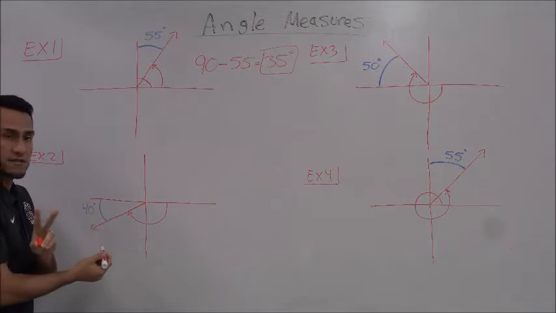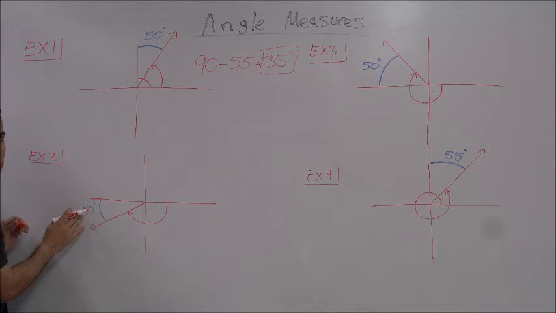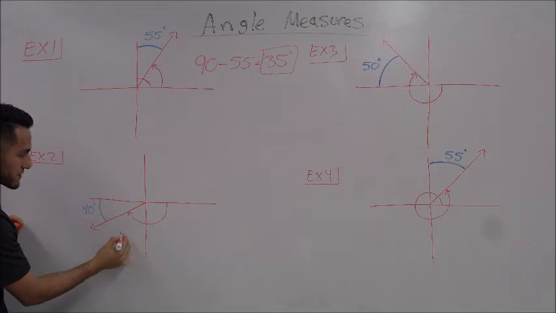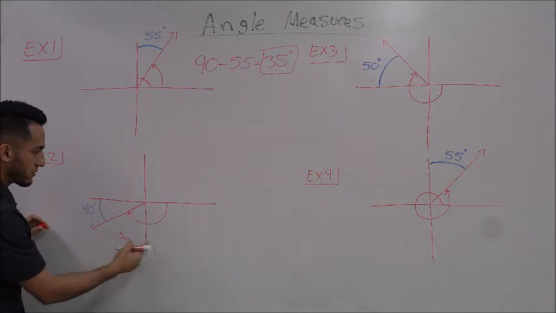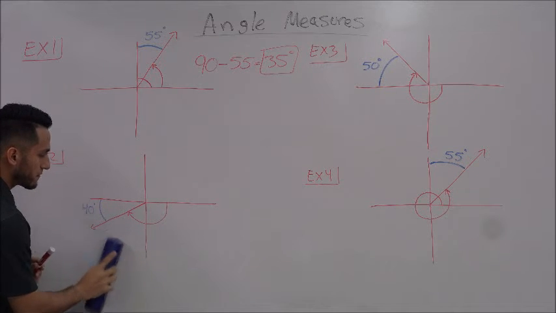So there's 2 ways you can work this out. If this is 40 and we know that this is also 90 degrees, well, 90 minus 40 is 50 degrees. So we know that this piece is 50. So we can add 50 plus the 90, that gives us 140. That's one way you can do this.